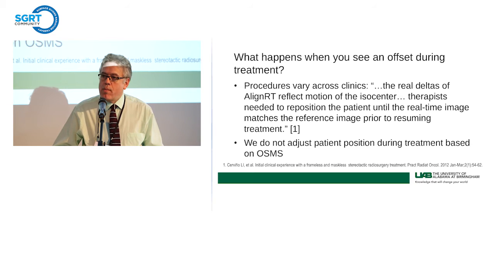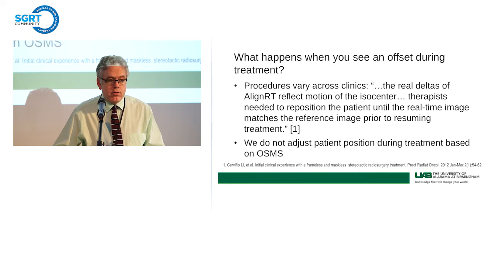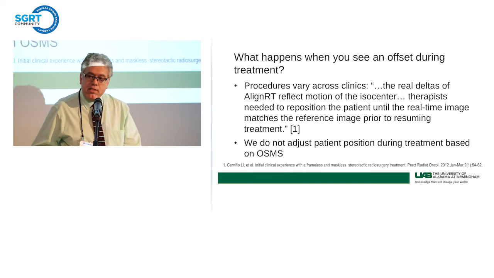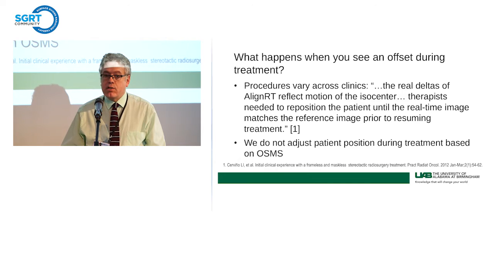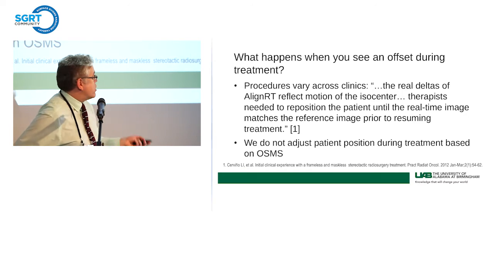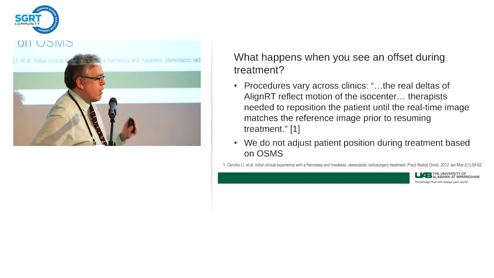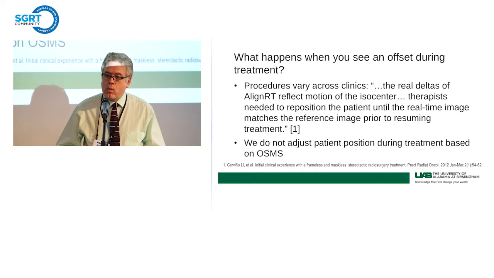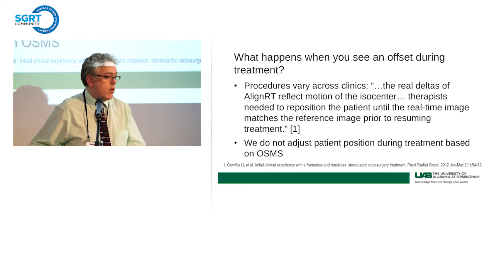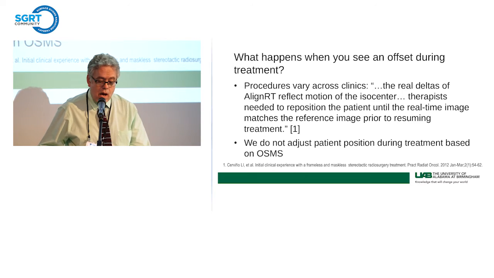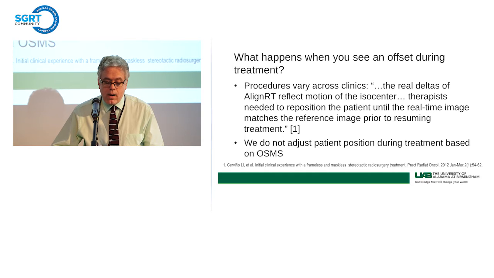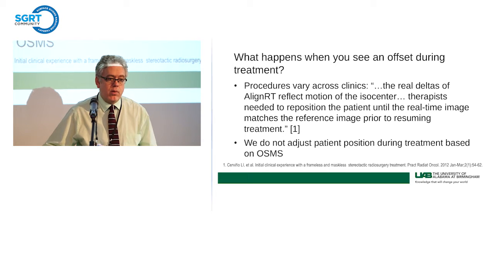So when we're monitoring, what do we do when we see an offset during treatment? From discussions with other clinics as well as the literature, there seems to be quite a bit of variation about how people utilize OSMS. There was a publication, I think 2012 in Practical Radiation Oncology, describing where, when deltas were observed, they would make shifts based on those OSMS adjustments. We don't do that, and I'm going to share some data with you for why we don't do it. For us, cone beam is really the gold standard.